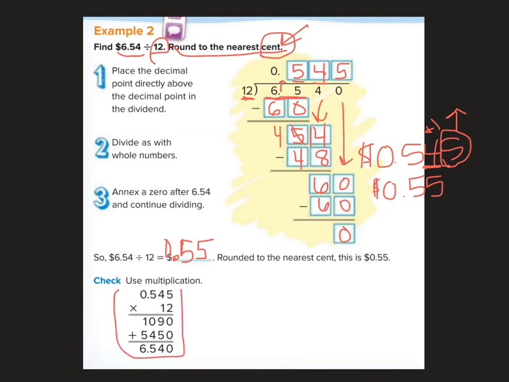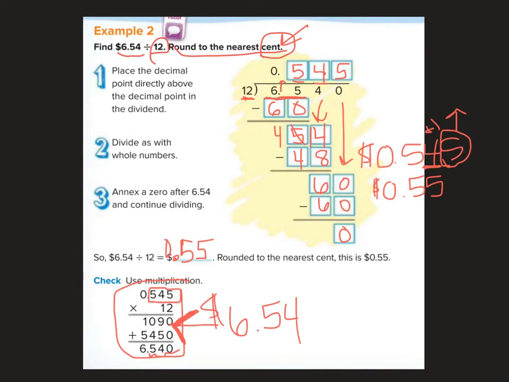Use multiplication to check. Here's the multiplication. Notice, no decimal points. The decimal points disappear until the very end. When you say, okay, I've got 3 spots here, bring it back 1, 2, 3 spots, $6.54.